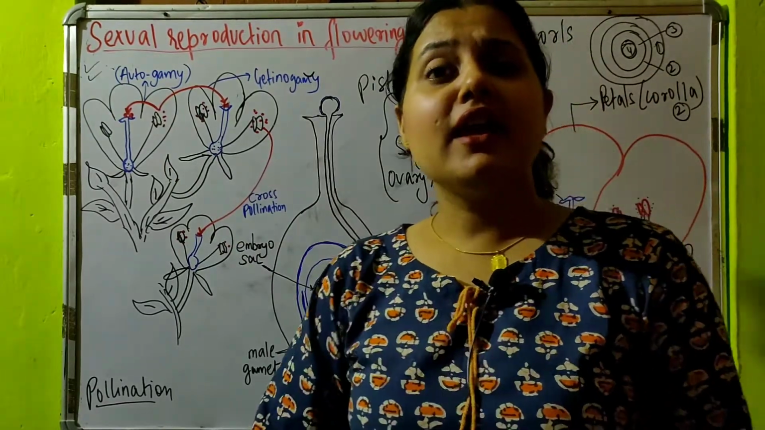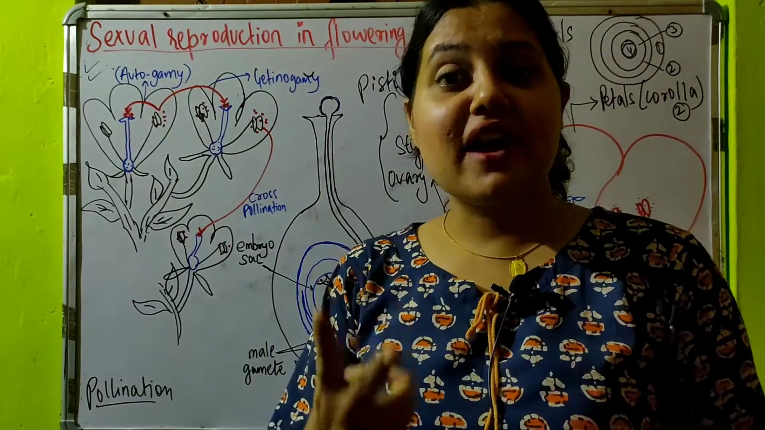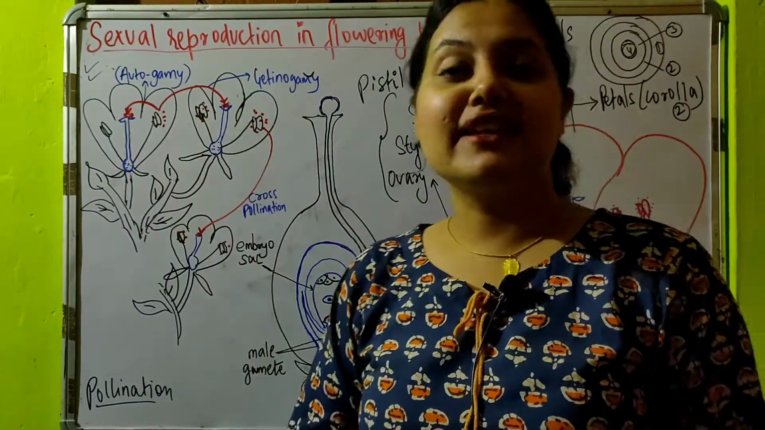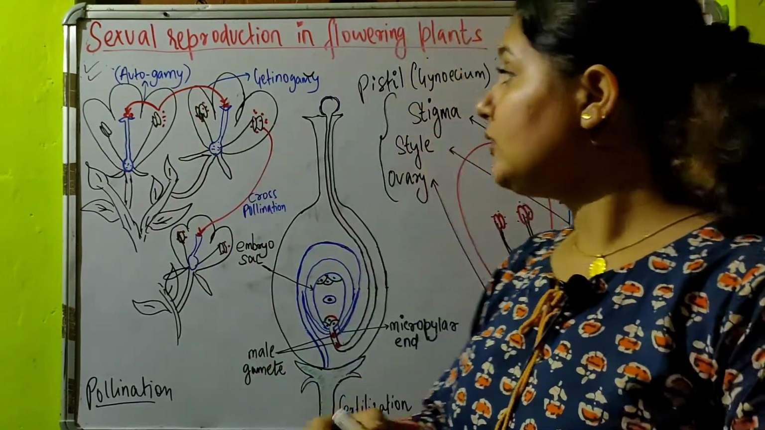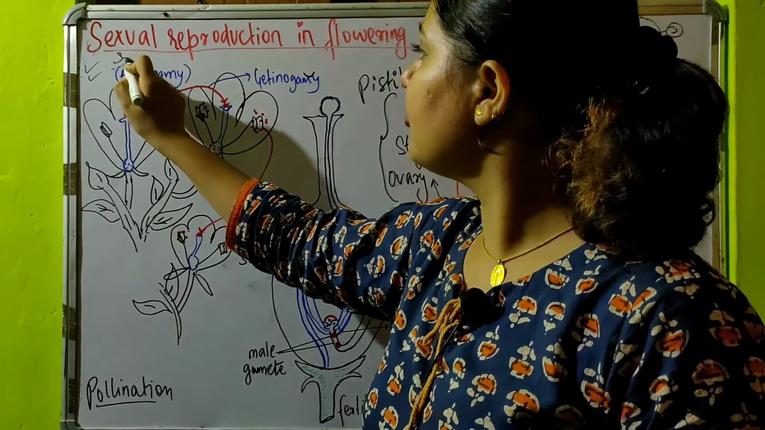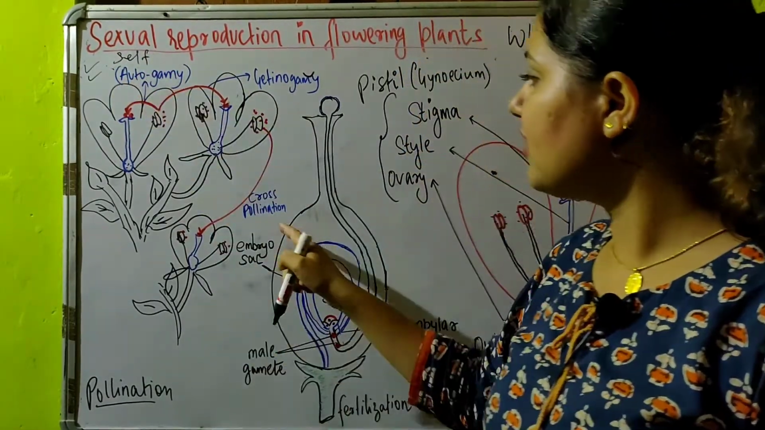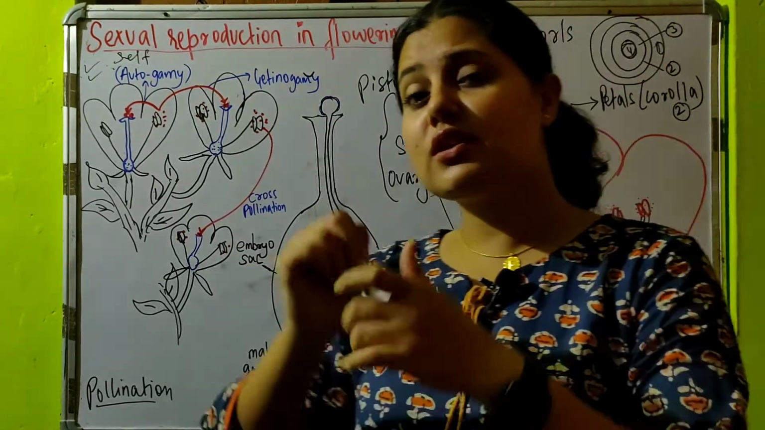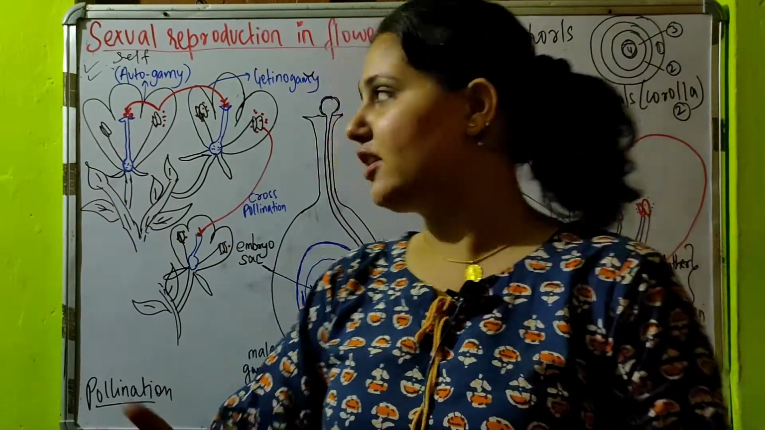All right, again the self pollination is divided into two types, that is autogamy and another is geitonogamy. Okay, these are the self pollination. This is self pollination and this one is the picture of cross pollination. Now let us see what the two types of self pollination are.